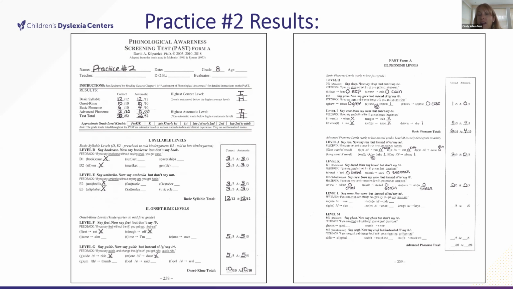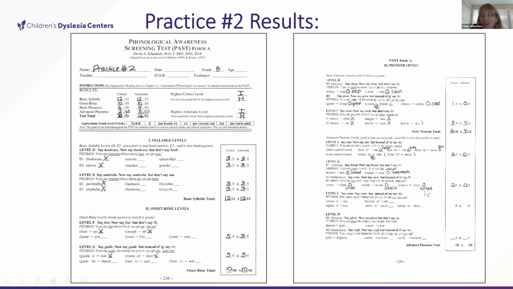Let's look on the back side at level H. In H, the only one that she had correct was the one that she repeated, the crane. So she got 1 point for that one. Nothing was automatic. In level I, she got 5 points for correct and 4 points for automatic. Looking at level J, she had the 2 long vowel items correct, but they weren't automatic. So she got 2 points for them being correct. She didn't get any of the short vowels correct. That's pretty telling to me that she does need to work some more on the middle vowel sound.